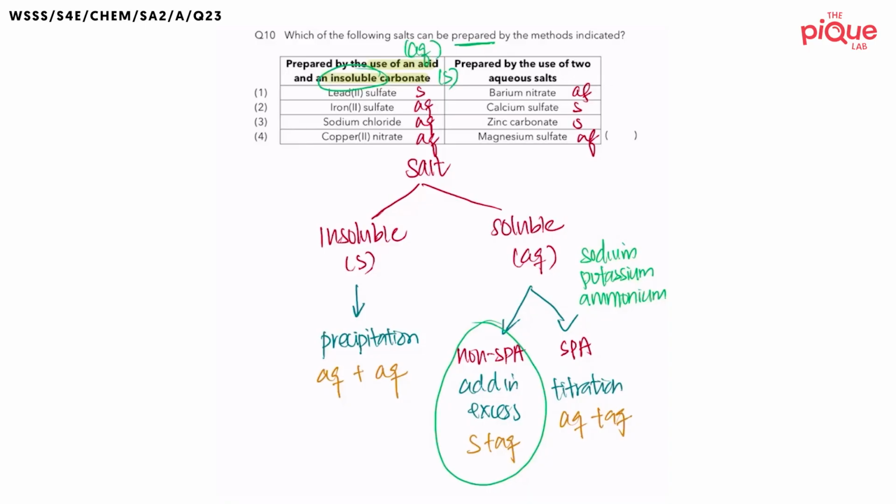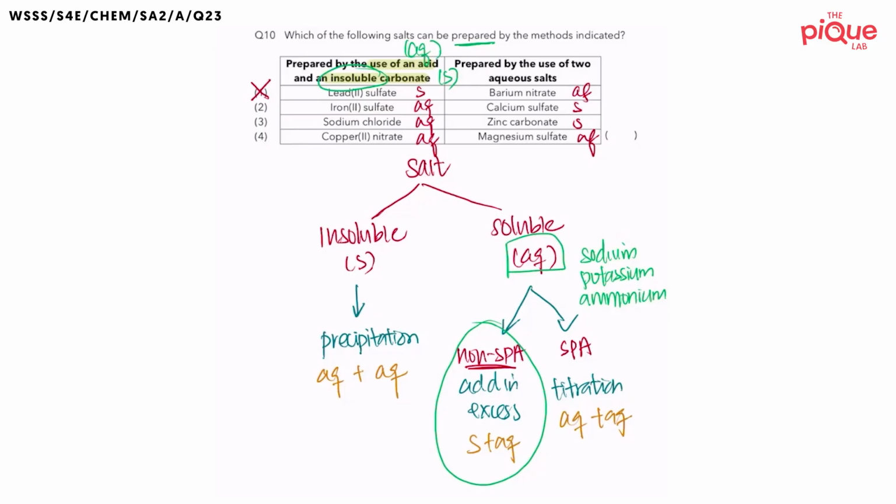We are preparing soluble salts, which means we are only looking at the aqueous options. Immediately from this, we can cross out option number 1 because option number 1 wants to prepare a solid. Next, we notice that for addition in excess, we are trying to prepare non-sparingly-soluble salts, which means the salt should not contain sodium, potassium, or ammonium.